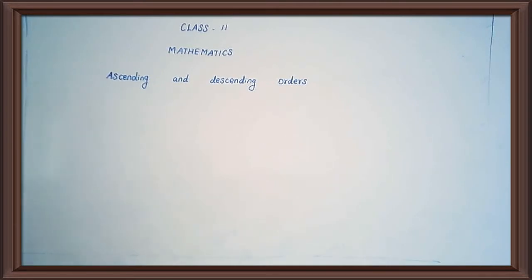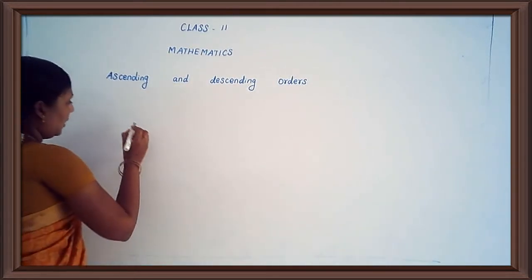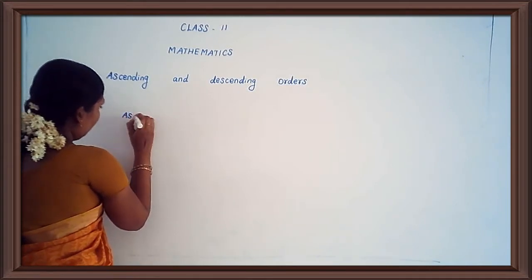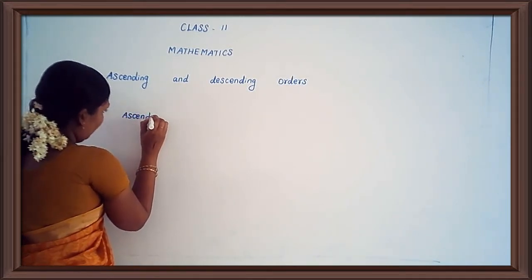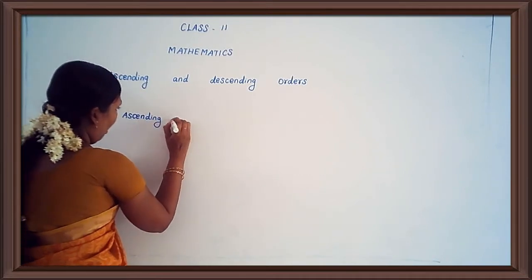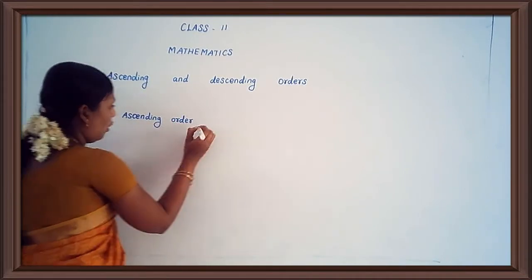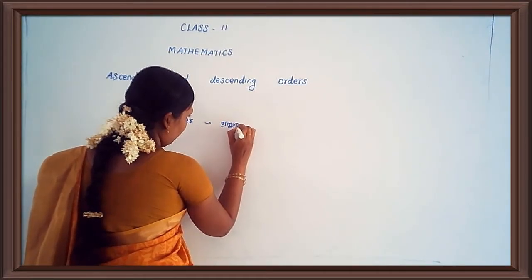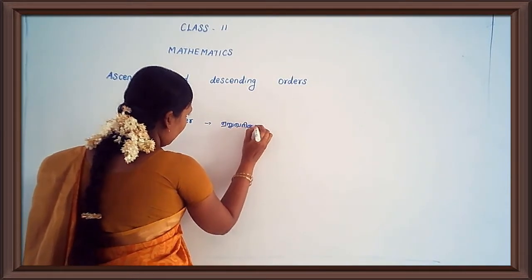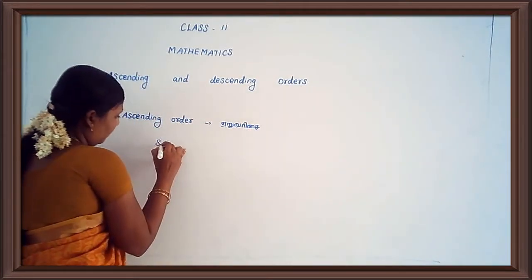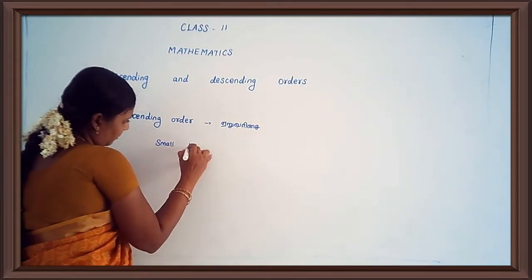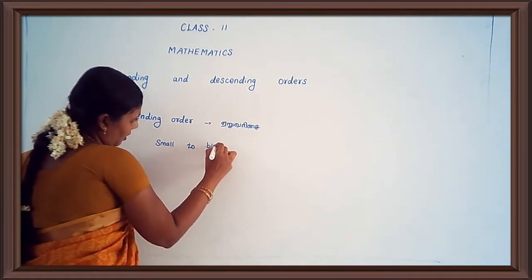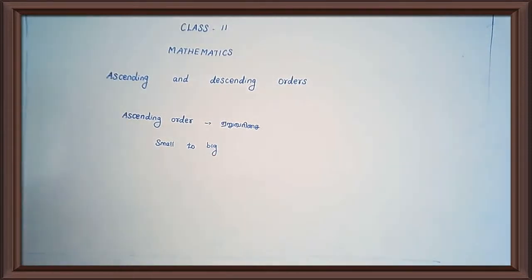Now we have to arrange the numbers from small to big. Ascending order means Eru Varisai. We have to arrange the numbers from small number to big number.